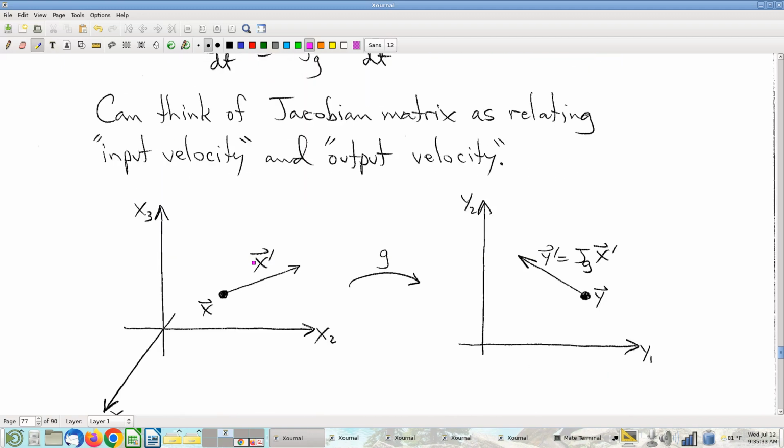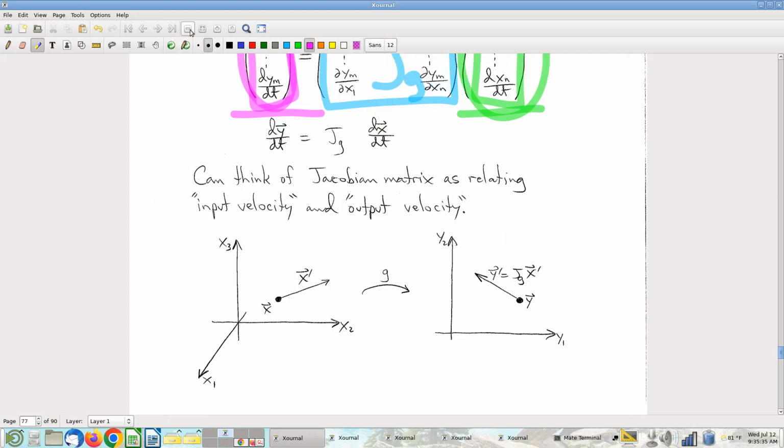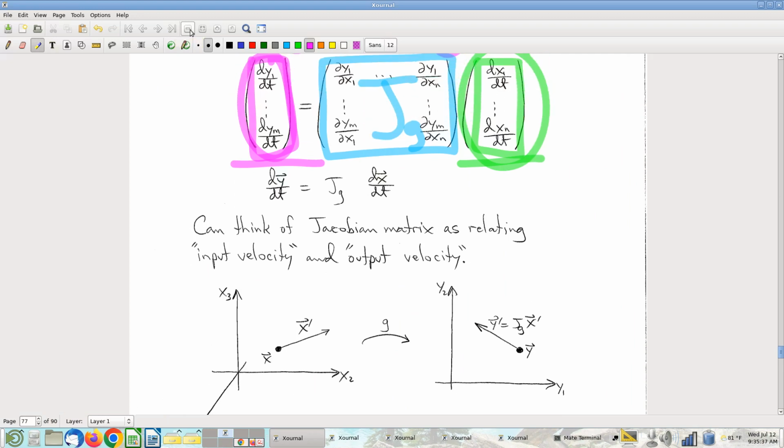Oh, and you know what? Just to make sure I get all the colors straight, let me do it like this. So, there's an input velocity, a velocity in my domain. The function g that I'm looking at takes points in the domain and produces points in the target, and that input velocity corresponds to this output velocity. Is everybody on board? There's a really nice interpretation of the Jacobian matrix.